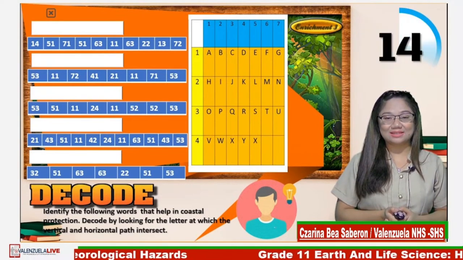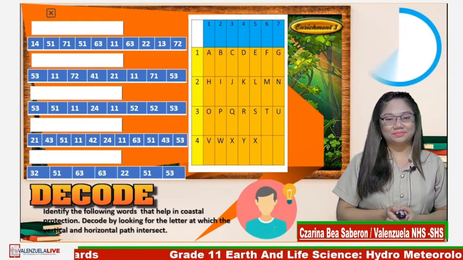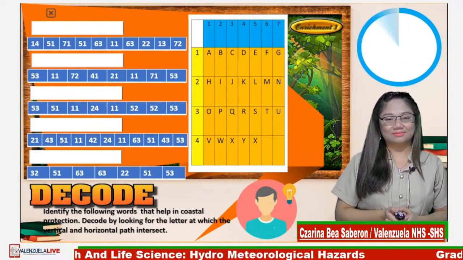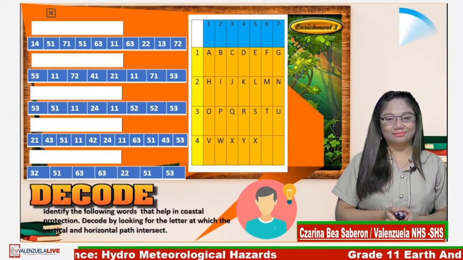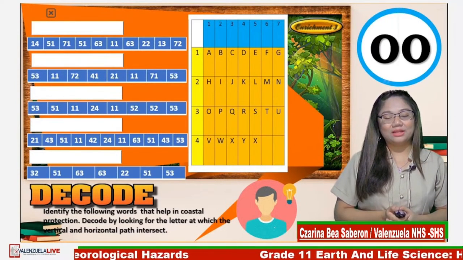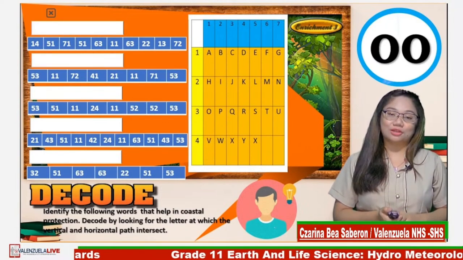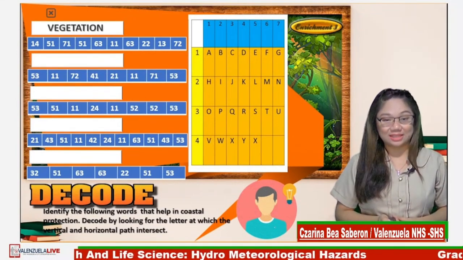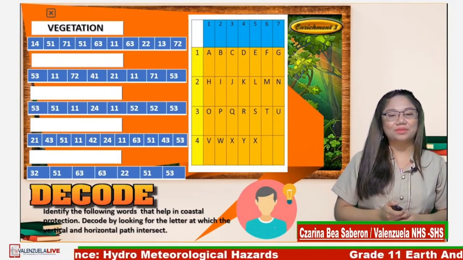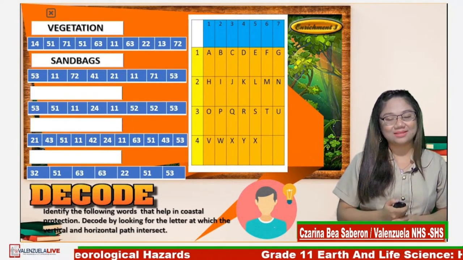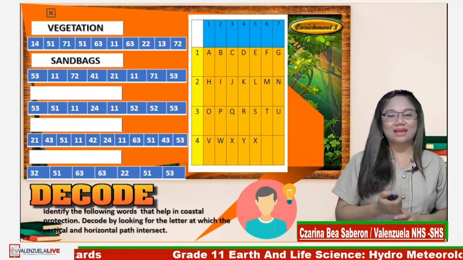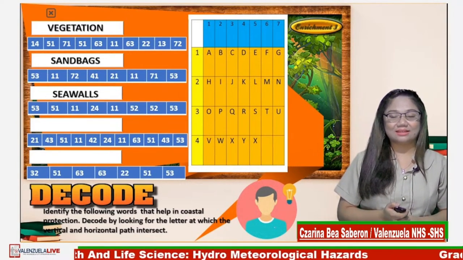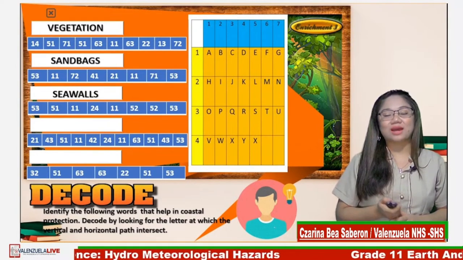Okay, 15 seconds. Okay, time's up. For the first one, I have given you 2 letters already, so the answer there, I hope you got it right, is vegetation. For the next given, if you answered sandbags, you got it correctly. Next given, the answer is seawalls. The next one, you're doing a good job if you got this right, it's breakwaters.